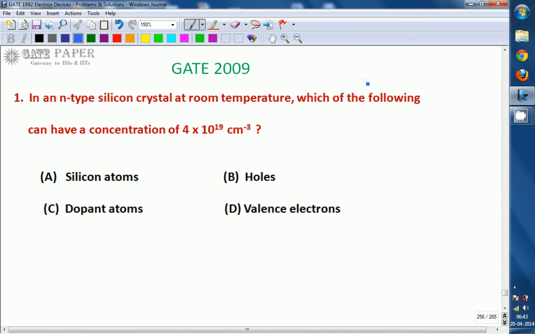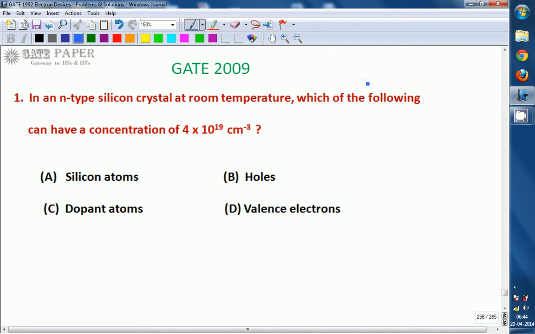Hello, we are discussing the GATE 2009 ECE paper, and this question is related to electronics. In an N-type silicon crystal at room temperature, which of the following can have a concentration of 4 into 10 power 19 per centimeter cube? A. Silicon atoms, B. Holes, C. Dopant atoms, D. Valence electrons.